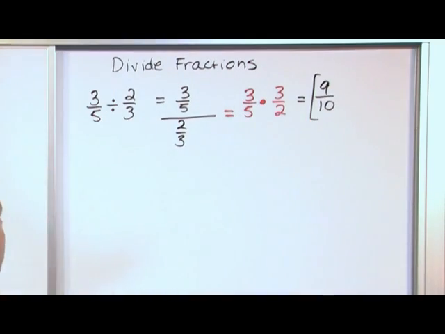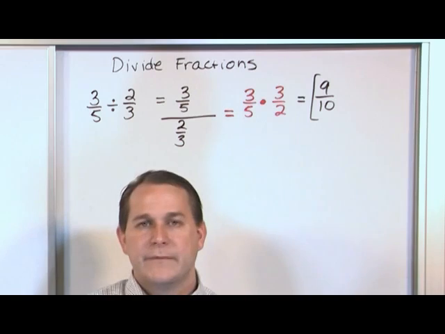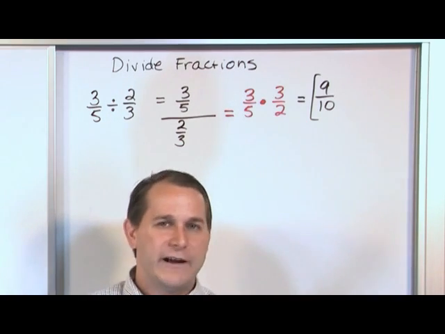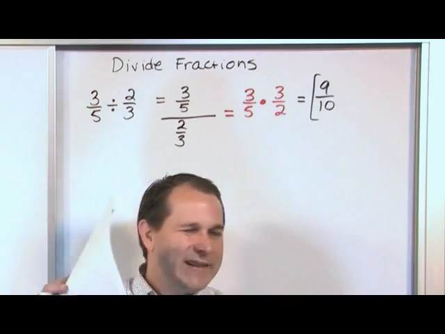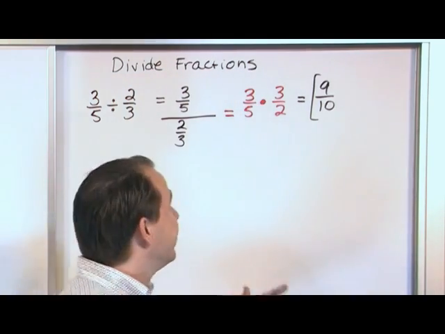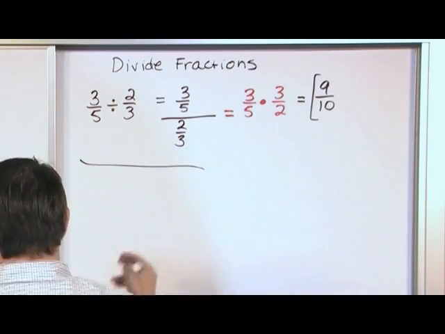9/10 is the answer. Now, when you're younger than you are right now, and you learn long division, division of numbers, that can get very tedious and difficult at first. There's a lot of steps, remainders, and all that stuff. With fractions, it's really easy. All you do, take the second one, flip it over, multiply. And that's it. So let's work another one.